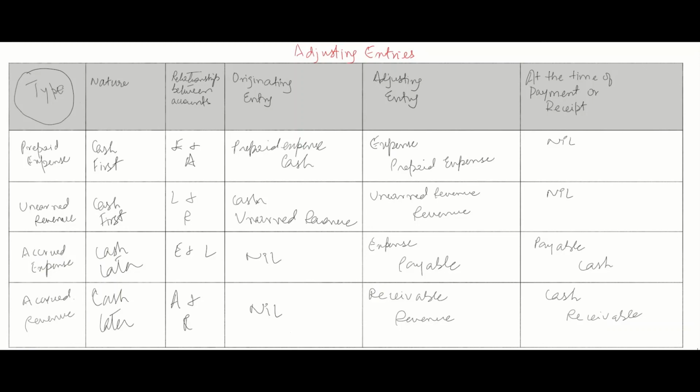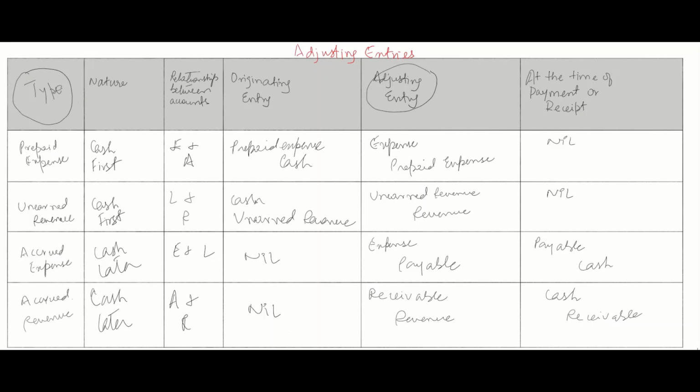I have made a table here, and you can see in this table we have the nature of each type, the relationship between accounts, what will be the originating entries, what will be the adjusting entries, and what will be the entry at the time of payment or receipt. So remember, adjusting entries are this one. The other two are the originating entry or the entries at the time of payment or receipt. You will get an idea what is originating, what is adjusting, and what is at the time of payment or receipt once we start our lecture.